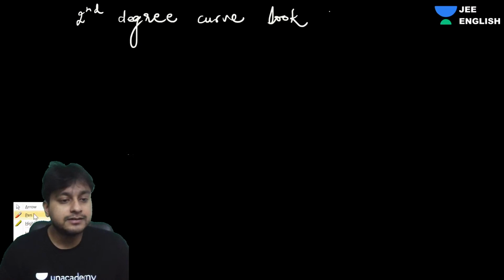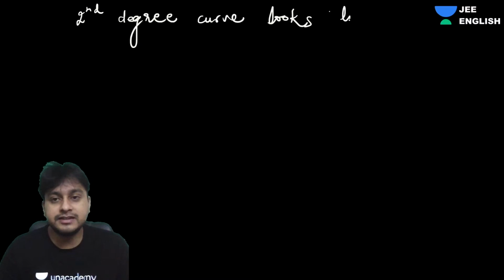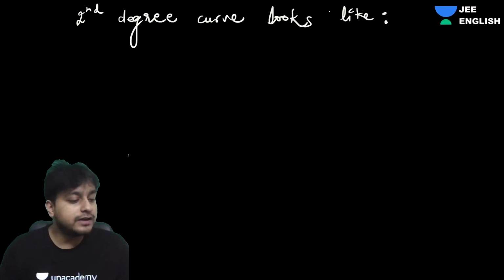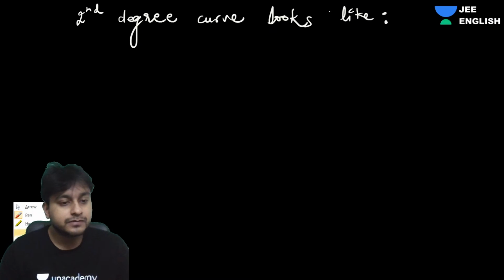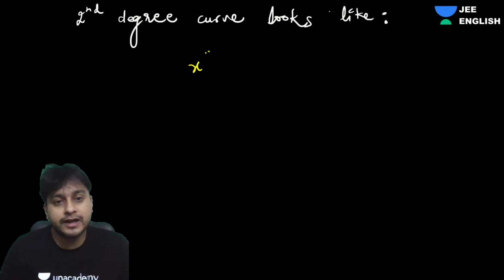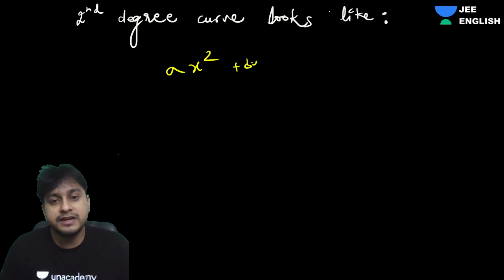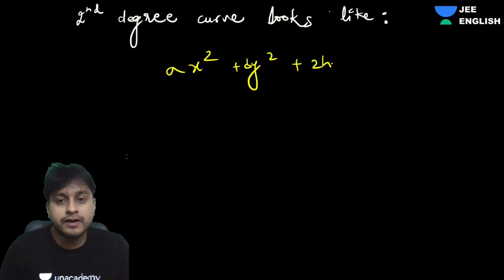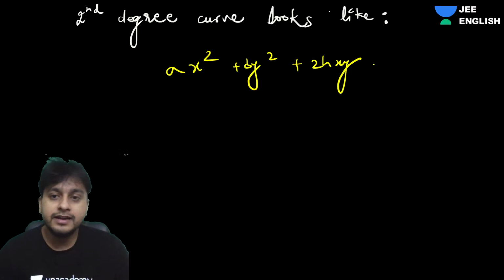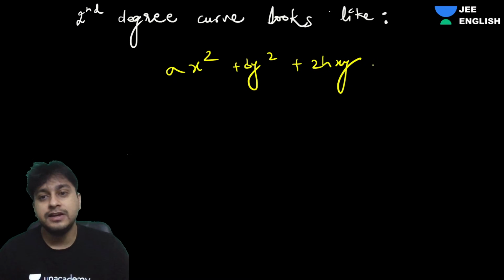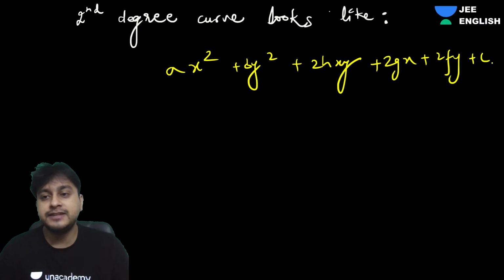It looks like, we have discussed this in the pair of straight lines as well. How does a second degree curve look like? It is like ax square plus by square plus 2hxy, right? And obviously guys, we have 2gx plus 2fy plus c equals to 0.